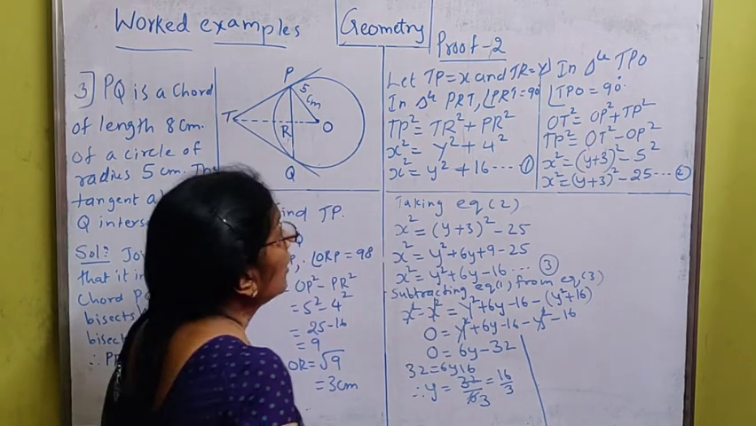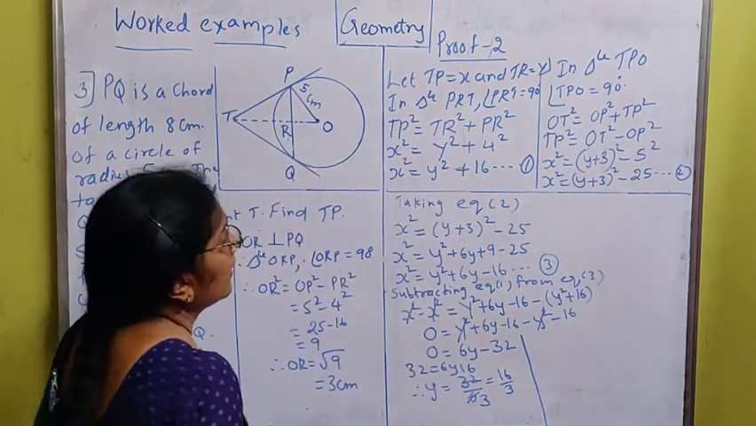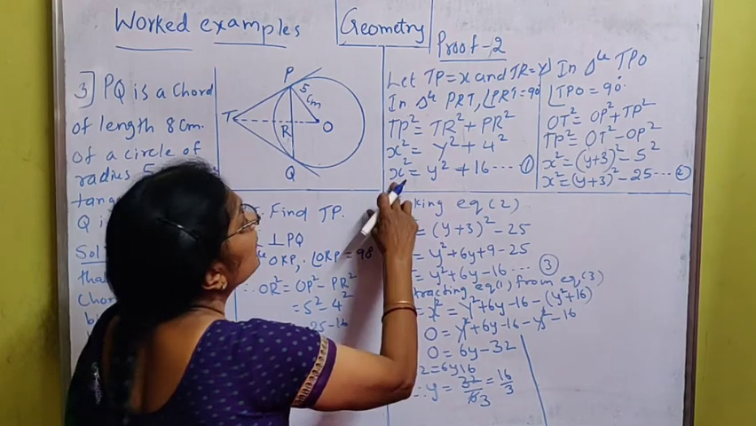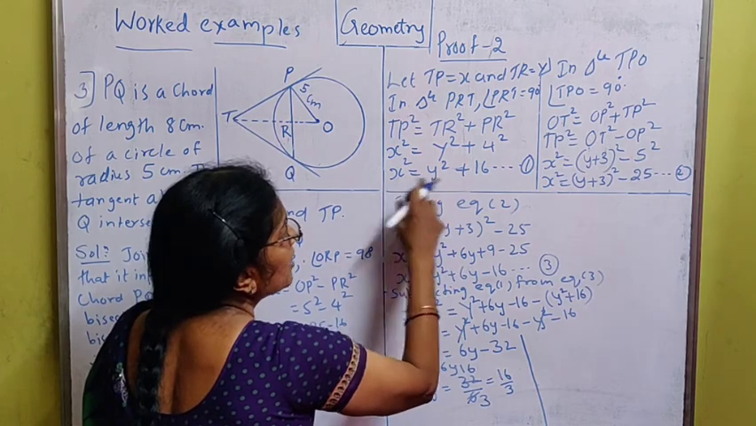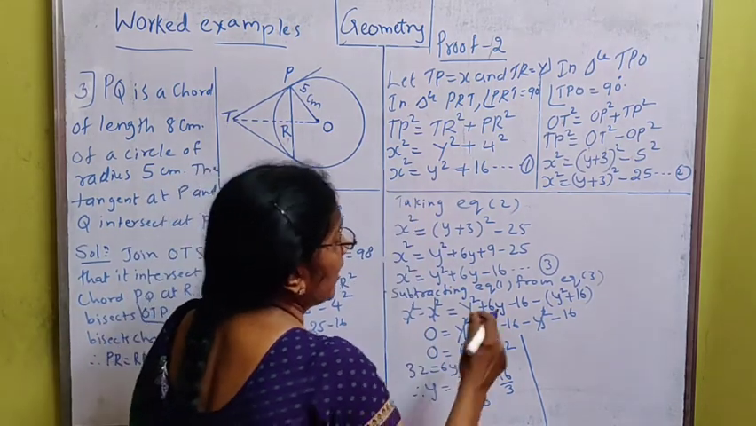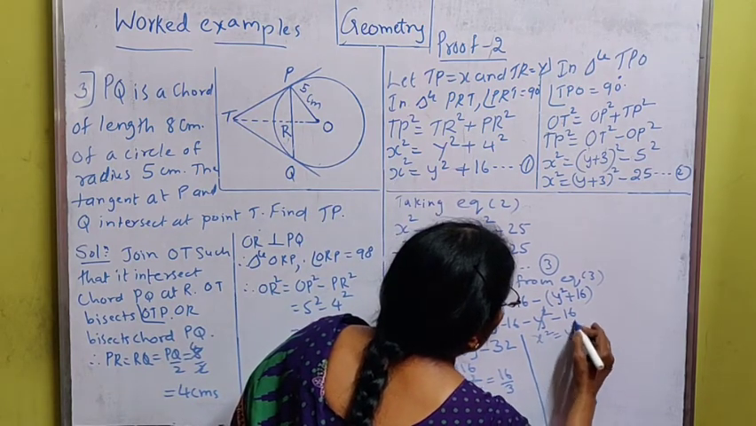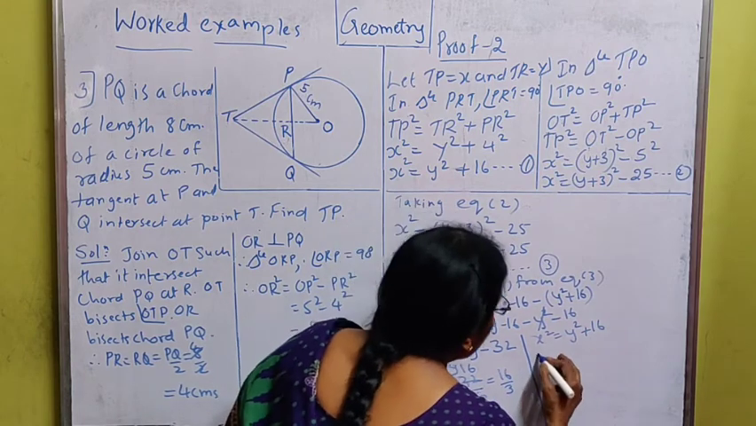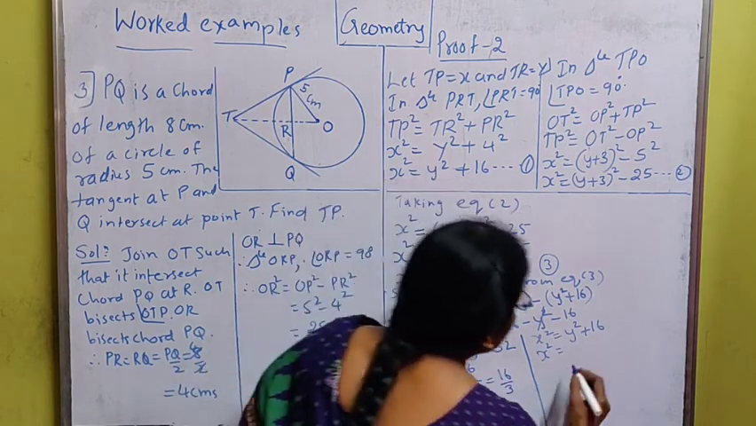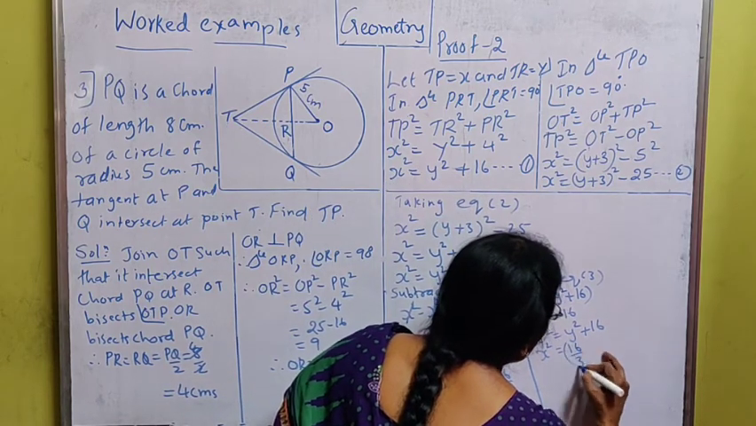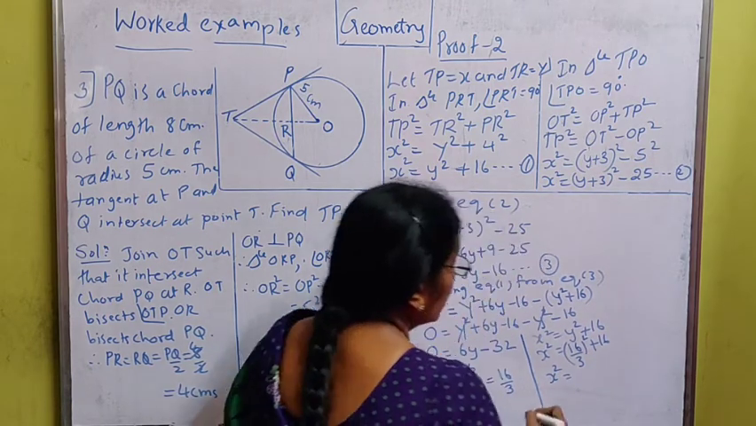I got the y value, but we want TP, which is x. Now we know that x square is equal to y square plus 16. I am going to substitute the value of y in this equation. So x square is equal to y square plus 16, which is 16 by 3 the whole square plus 16.